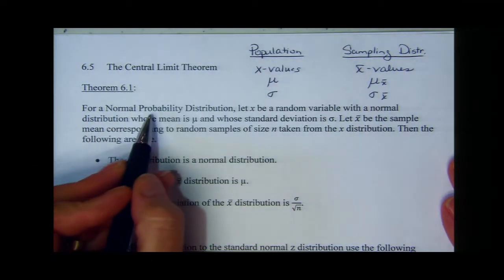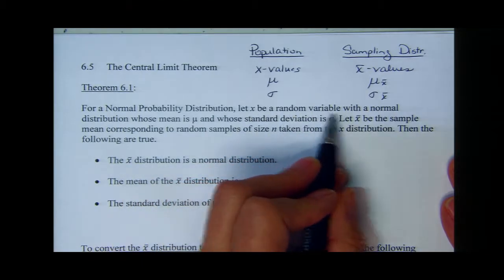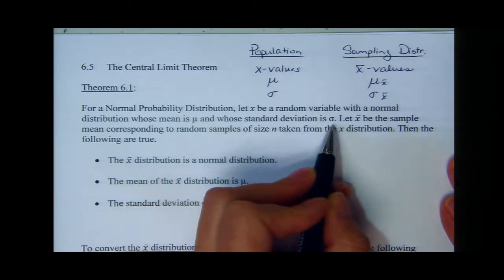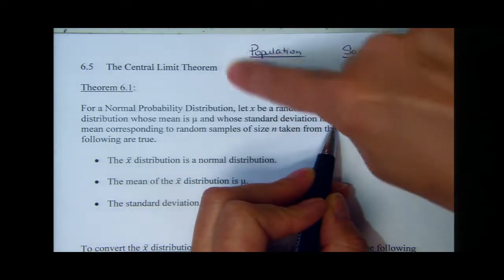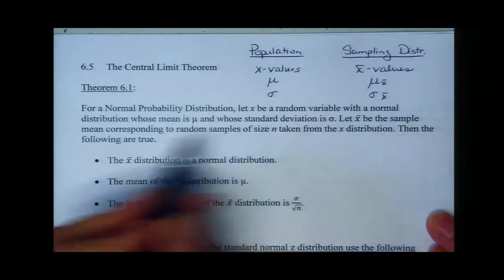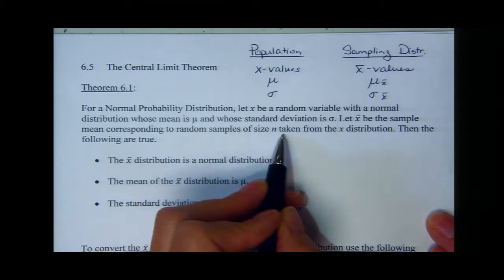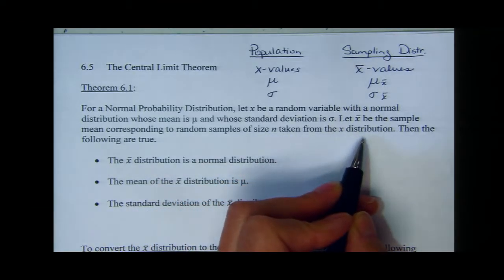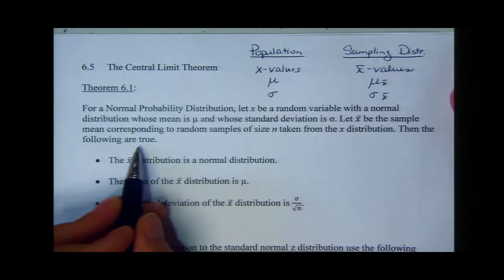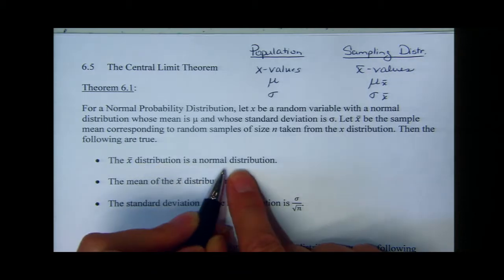For a normal probability distribution, let X be a random variable with a normal distribution whose mean is mu and whose standard deviation is sigma. That's talking about this right here. Let X bar be the sample mean corresponding to random samples of size n taken from the X distribution. So that would be your set of X bar values. Then the following are true. The X bar distribution is a normal distribution.